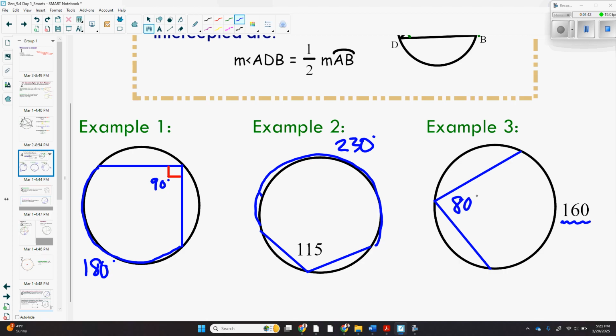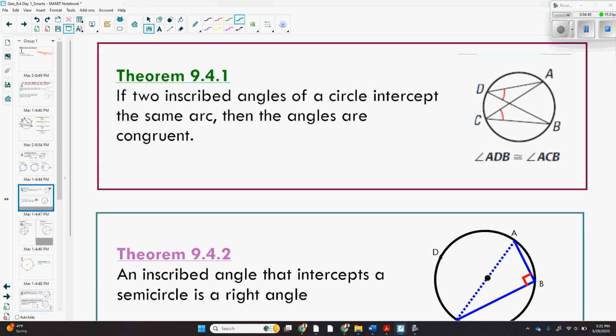So you're going to have a lot of problems on your assignment later today that do problems just like this. Now with that, there's a couple of things that come into play. First off, if two inscribed angles of a circle intercept the same arc, then the angles are congruent.